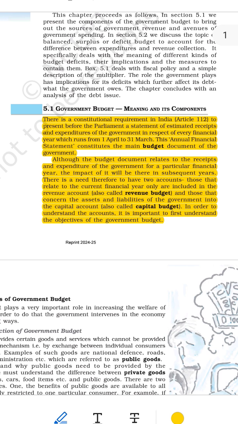Government examples. Income: taxes collected from people and businesses. Spending: salaries for teachers, doctors and police, and maintenance of schools, hospitals and roads.